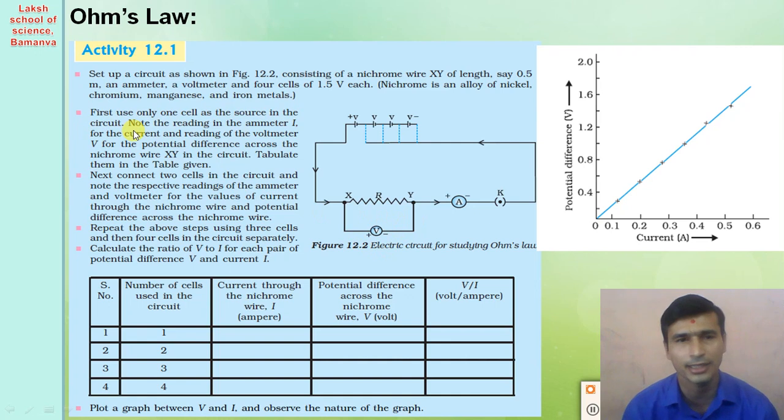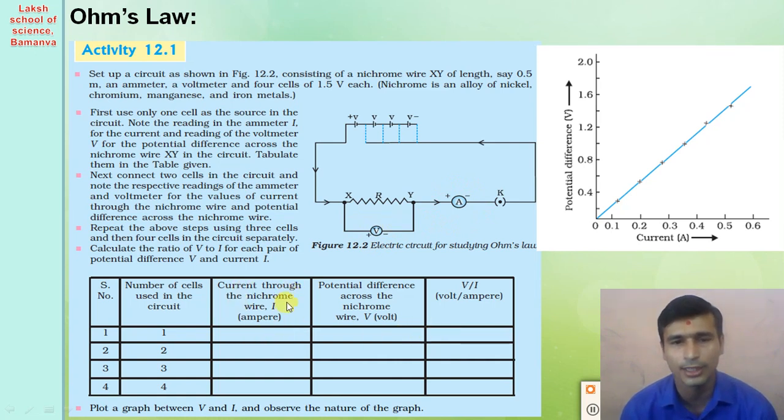पहले हम क्या करेंगे, एक ही सेल लेंगे, उसमें सर्किट को कनेक्ट करेंगे ऐसे, and note the reading of the ammeter for the current and the reading of the voltmeter V for the potential difference across the nichrome wire XY in the circuit, right? So क्या हम नोट करेंगे, करंट का रीडिंग कि कितना करंट पास हो रहा है उसमें और कितना पोटेंशियल डिफरेंस है वो हम नोट करेंगे और उसको हम यहाँ टेबल में लिख देंगे.